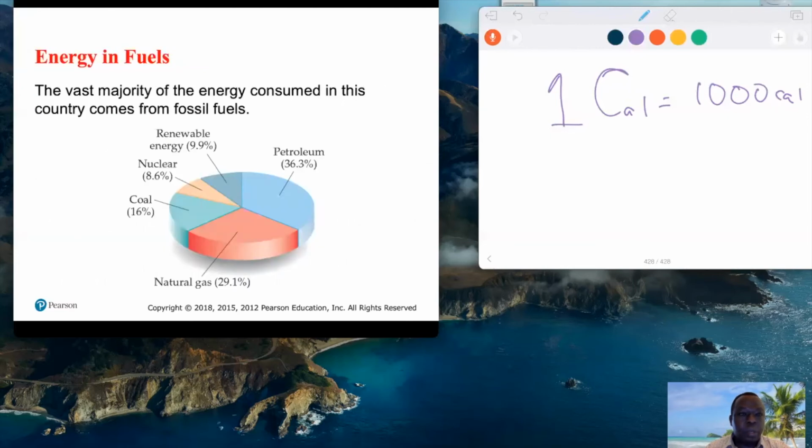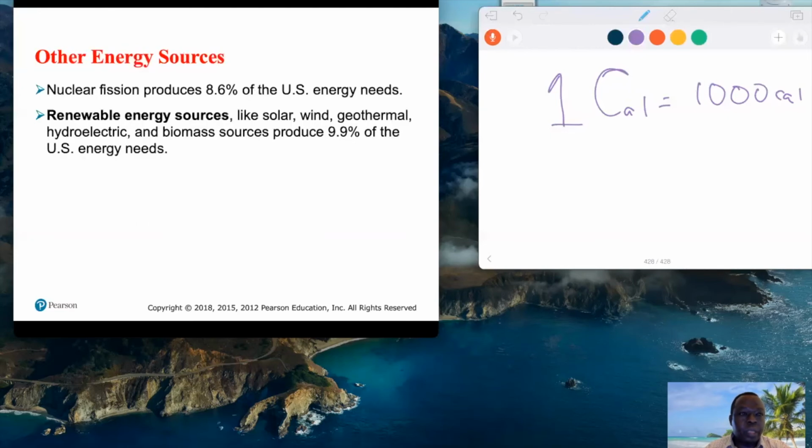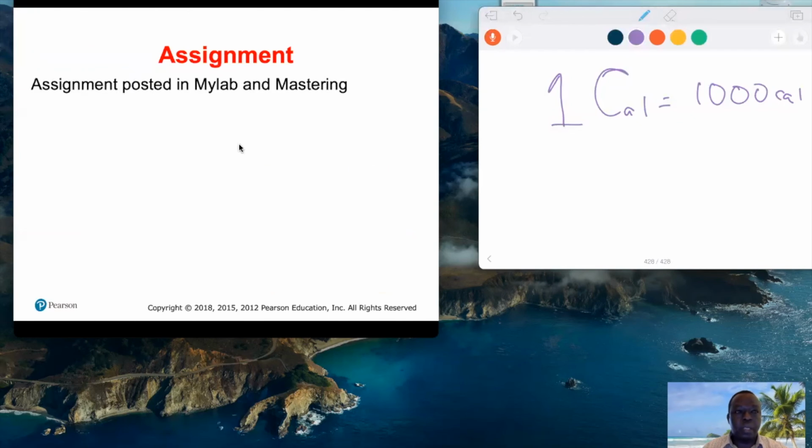I don't want to go into details on other sources of energy. You can read that. See, we have about 15 minutes. We can start chapter 6, please.